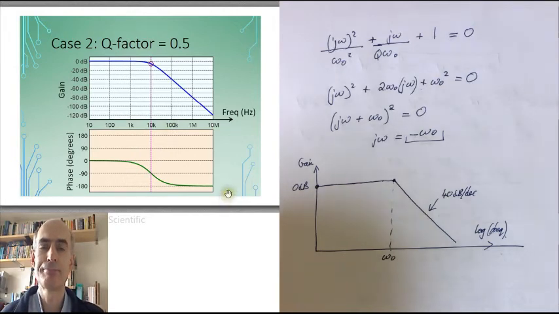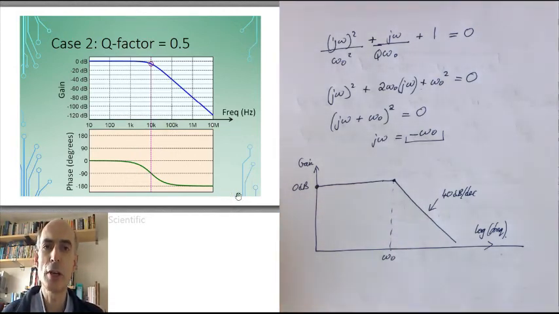And that's it. When we get on to deriving the step response of these circuits, we'll find that this particular case of Q equals a half causes some real difficulties. But for the amplitude response, it's really quite straightforward.